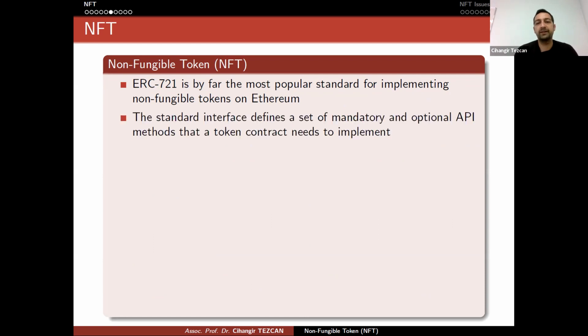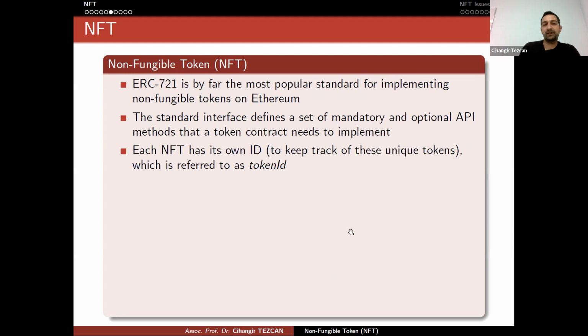The standard interface defines a set of mandatory and optional API methods that a token contract needs to implement. Each NFT has its own ID to keep track of these unique tokens, which is referred to as the token ID. So this is actually what you are buying when you buy an NFT. For instance, you buy a digital art, and that digital art has a unique ID, and this is actually what you are buying, and this is written on the blockchain.